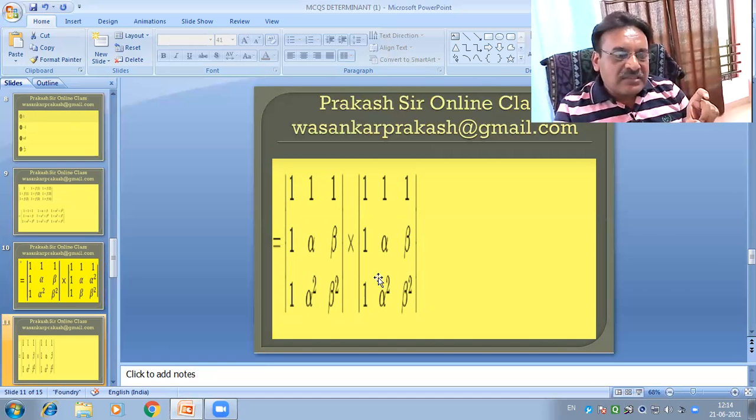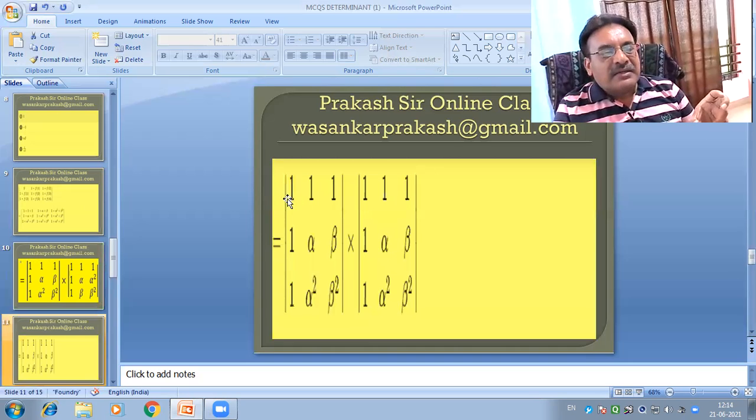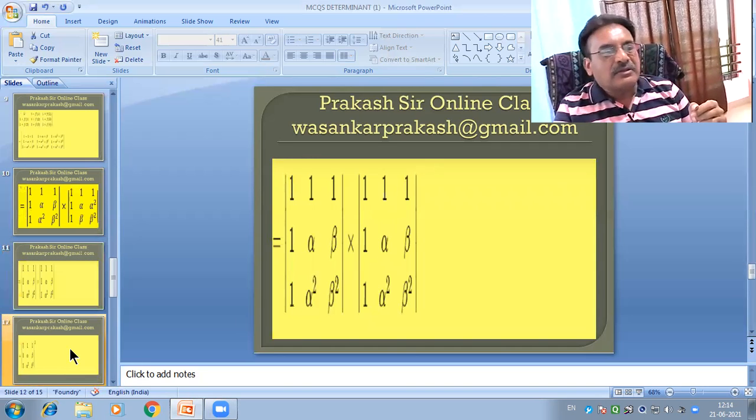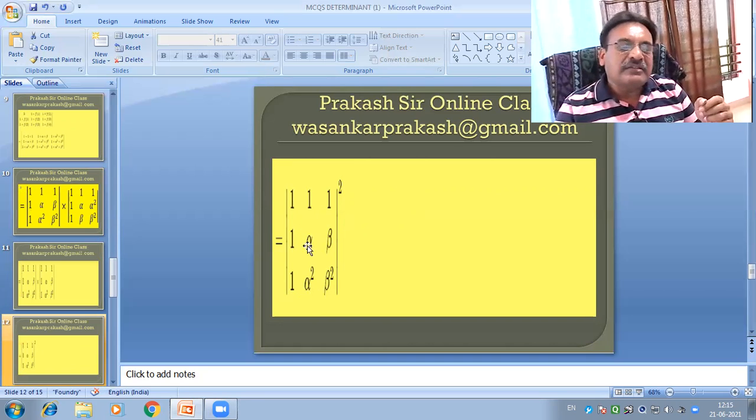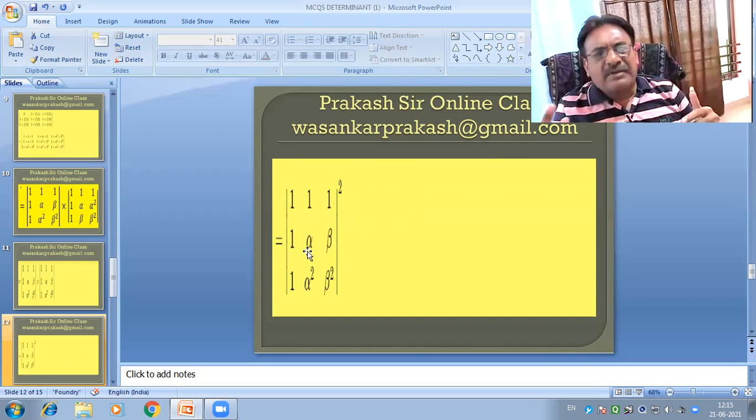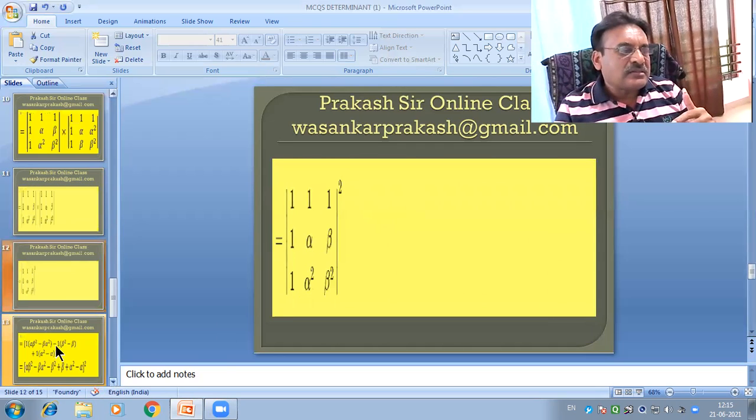Here we observe that both these determinants are equal. So this can be written as the determinant of 1 1 1, 1 alpha beta, 1 alpha square beta square, whole square. And then we evaluate this determinant. This is a determinant of order 3 by 3, and we know the process for evaluating a determinant of order 3 by 3, so we evaluate this determinant here.